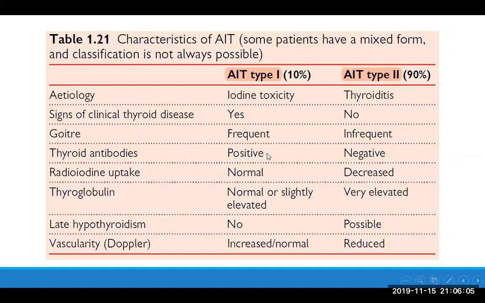Thyroid autoantibody is positive in type 1, negative in type 2, but this is not a solid, 100% rule, because autoantibodies, as we said previously, are present in about 30% of the general population. Thyroglobulin is normal or slightly elevated in type 1, but very elevated in type 2. Don't forget interleukin 6 is elevated in type 2 but normal in type 1, and also C-reactive protein is positive in type 2, negative in type 1, but interleukin 6 is not available in most localities.